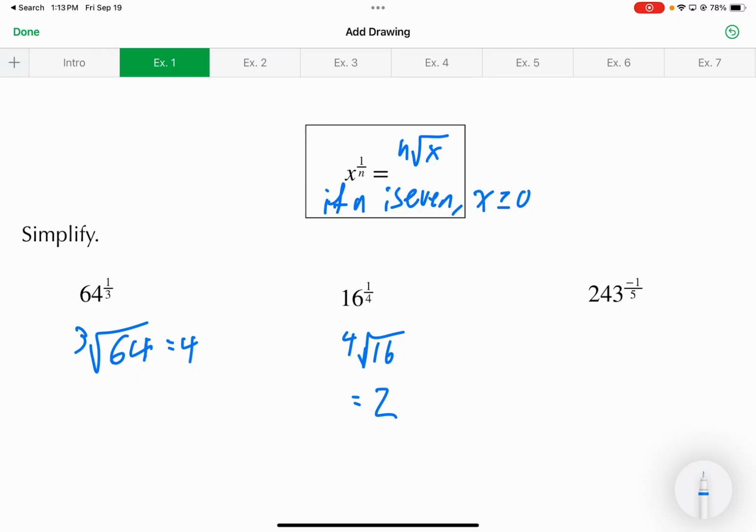Okay. Now we have 243 to the negative 1/5 power. There's a couple things going on here. First of all, I don't like that negative there. How can I handle that negative exponent? We could do 1 over 243 to the 1/5 power. So toss that term in the denominator and make it a positive exponent. Now, if I multiply a number by itself 5 times, I get 243, right? Because then that would be the 5th root of 243.